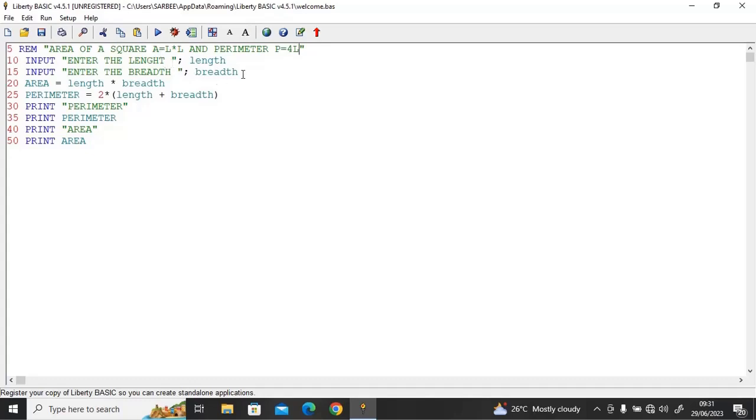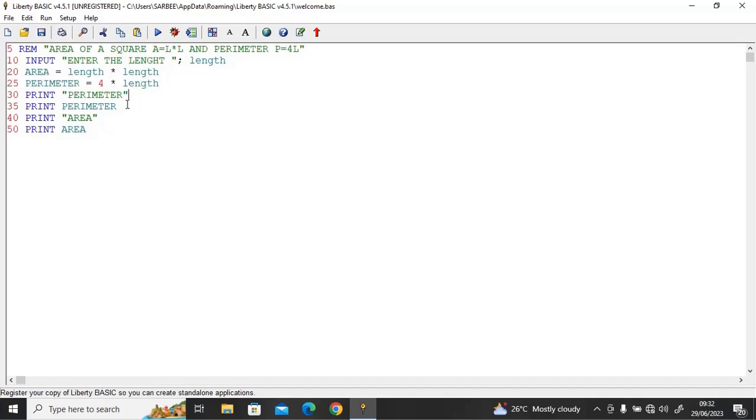That is it. So I don't need this perimeter. I don't need this breadth, because there is no breadth in a square. So the area now is going to be length times length. That's what I'm going to change it to. Then the perimeter is going to be 4 times length.